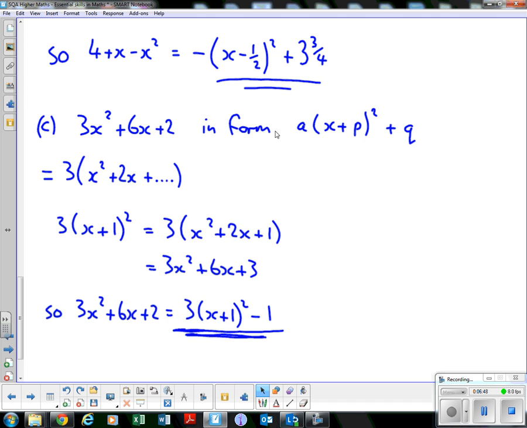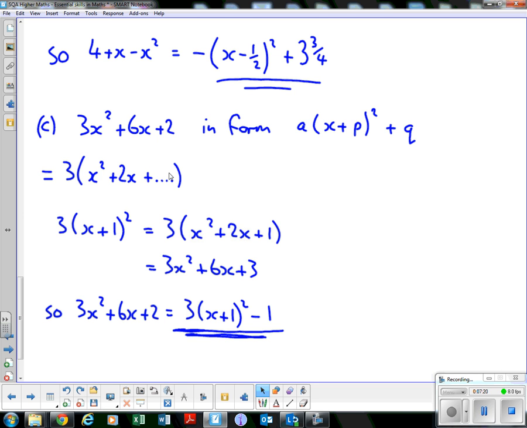Write this in the form a bracket squared plus q. So I'm going to have a coefficient at the front here. I know if I expand this (x plus p) all squared, I'm going to get x squared at the front. They've got 3x squared, so it's not too much of a push to know that it's going to be a 3 at the front. So I'm going to take a common factor of 3 out of everything, so I'm going to have 3 times bracket squared here. So taking out 3 as a common factor.